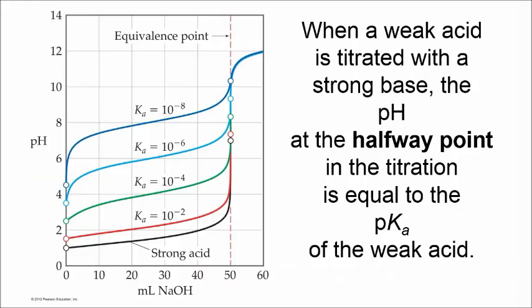You can see in this diagram from your textbook that a variety of weak acids are listed here with their titration curves, and they're being titrated with a strong base. At the halfway point in the titration, which is at 25 mL on this diagram, the pH of the solution is equal to the pKa of the weak acid.